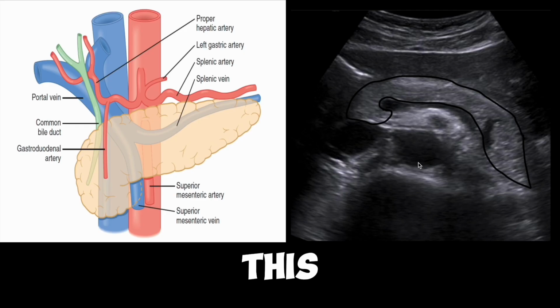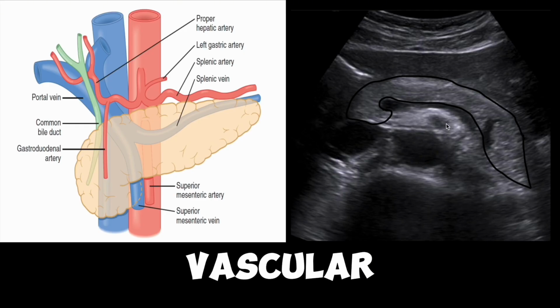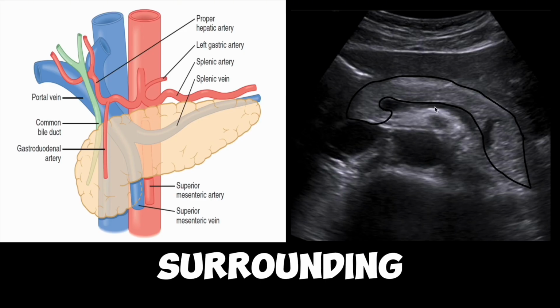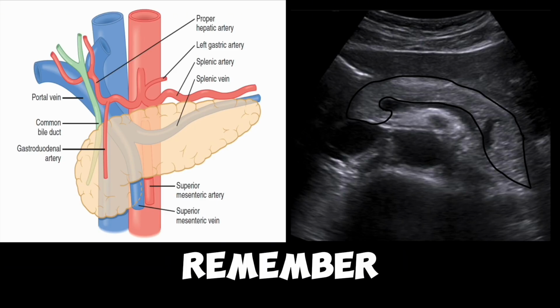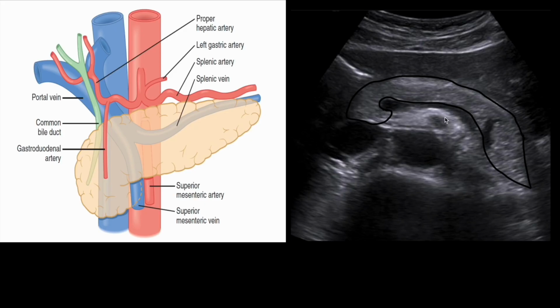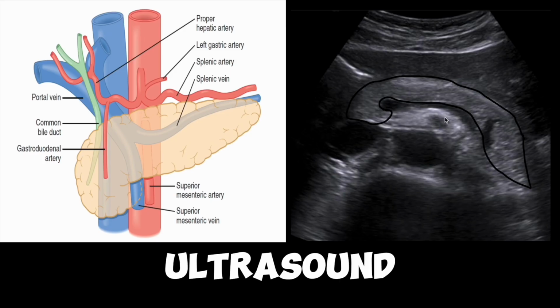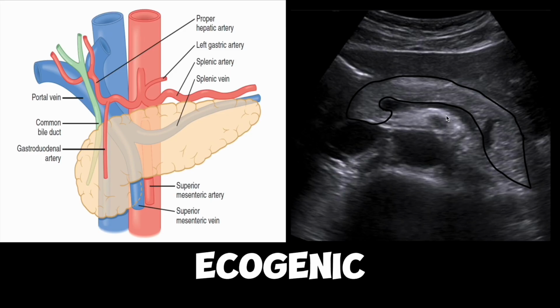Just in front of this abdominal aorta, this vascular structure with echogenic fat surrounding it is the superior mesenteric artery. Remember, the superior mesenteric artery can be easily identified in ultrasound because of its surrounding echogenic fat.